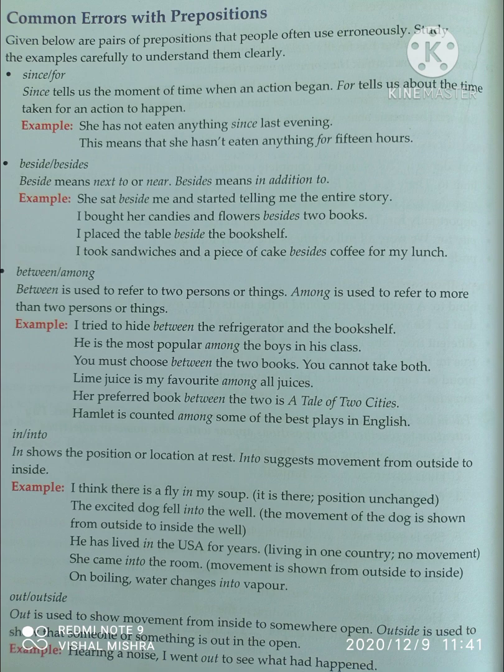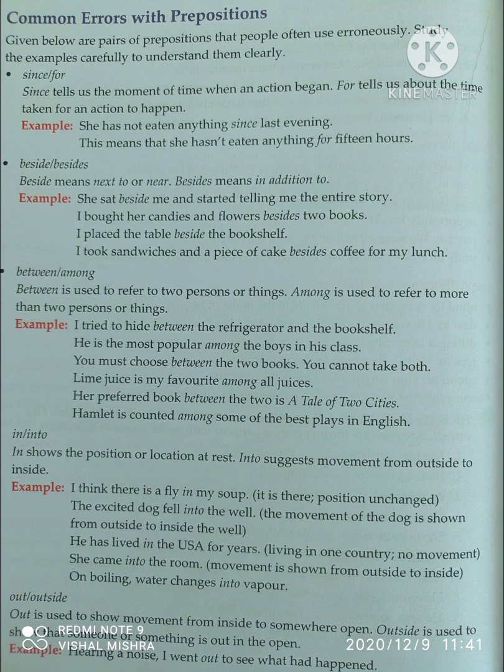He is the most popular among the boys in his class. There are many boys, not only two boys. So there is the use of among. So if you are getting two objects or two people, then you can use between, while for more than two boys, people or objects, you have to use among.